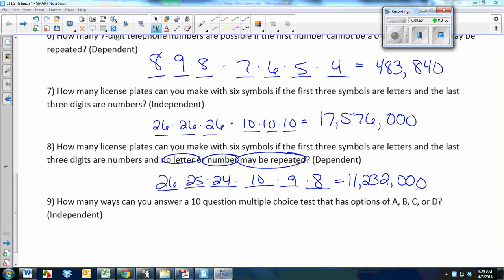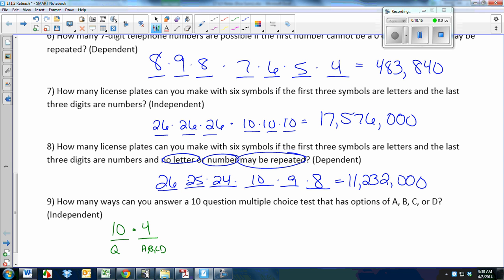Now, if we think about the fundamental counting principle, if you say that it is 10 times 4, here's what you're saying. Pick a question, pick a letter. You're saying there are 2 events. Event 1, pick one of the 10 questions. Event 2, pick one of the 4 letters.